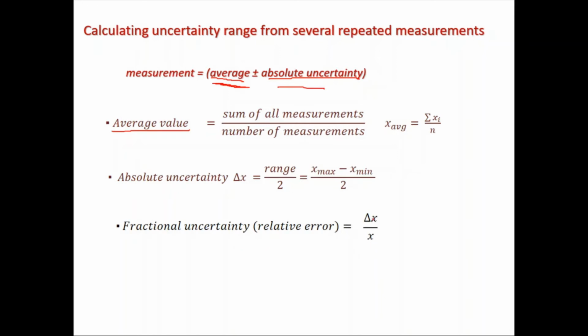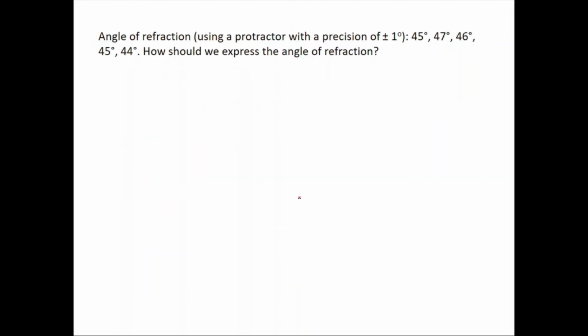Fractional uncertainty is equal to delta x over x, the amount of uncertainty divided by the measured value. And the percentage uncertainty is equal to delta x over x times 100. We will do examples of these calculations. Let's look at, for example, this one.